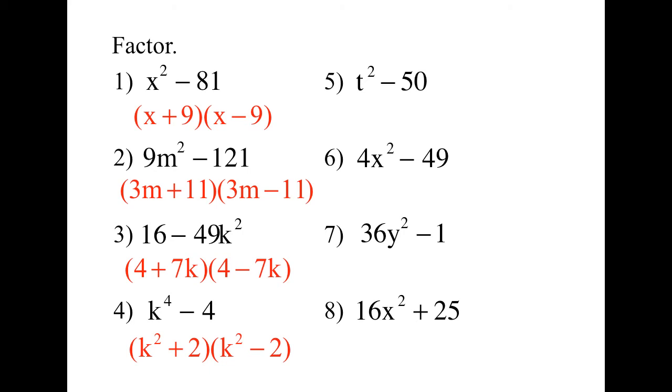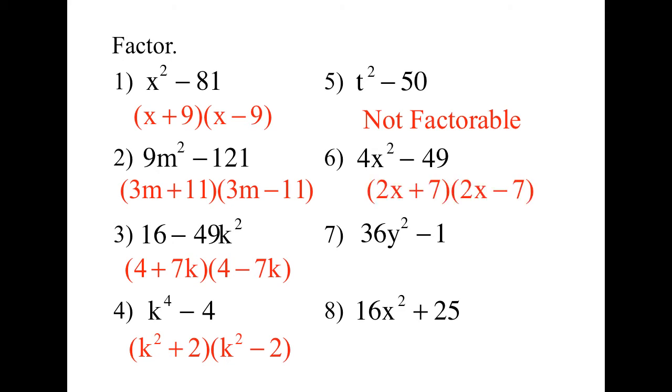A couple of tricky ones in here, and number 5 is one of them. Remember, the rule for factoring a difference of squares is both numbers have to be perfect squares. 50 is not a perfect square, so in this case, it's not factorable. Okay, 4x squared minus 49 becomes 2x plus 7 times the quantity of 2x minus 7.